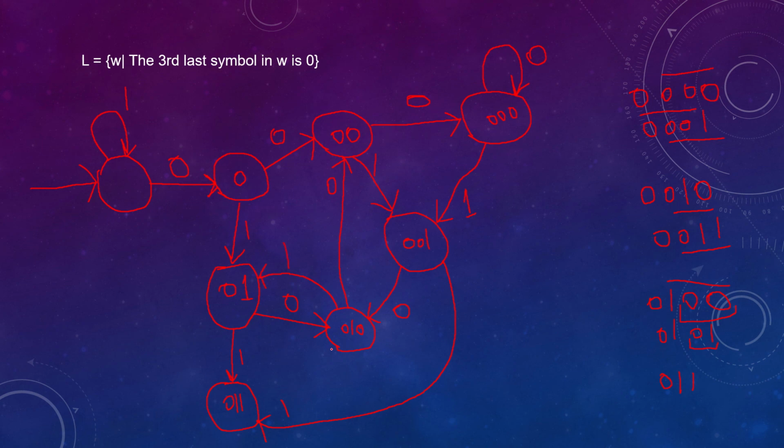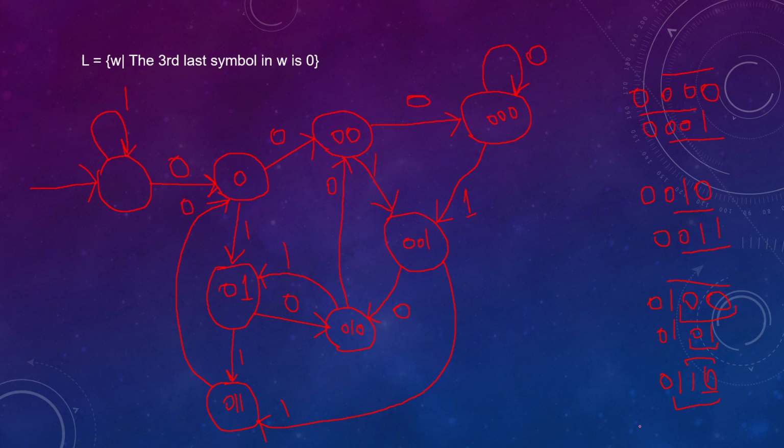Now from the 011 state, if we get a 0, then it becomes 0110. So we don't have any state that represents 110. We don't have any state that represents 10 either, but we have a state that represents 0, right? So we will go back to this 0 state for the input 0.